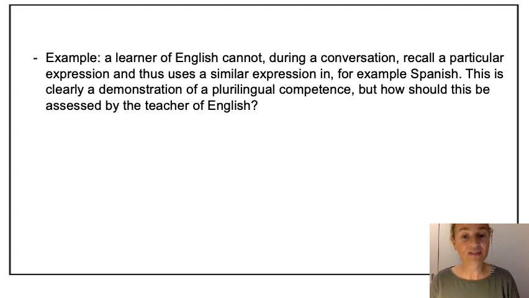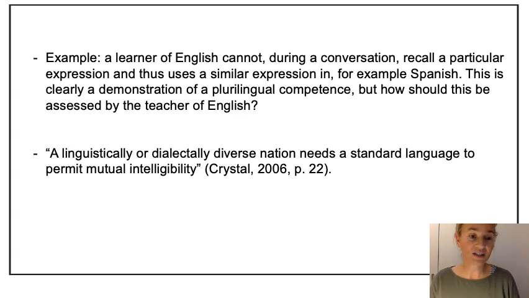And I'm just going to leave off with a quote by David Crystal, which is that a linguistically or dialectically diverse nation needs a standard language to permit mutual intelligibility. And so we need to bear that in mind when we think about the plurilingual competences and how we can, of course, assess those in language learners.